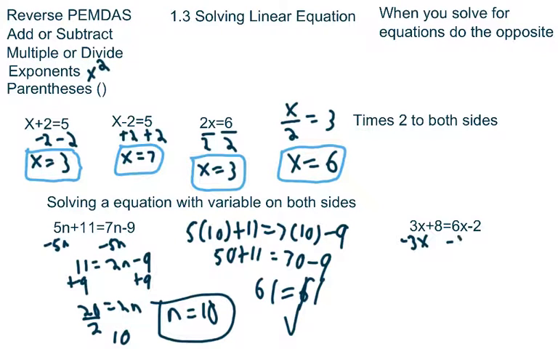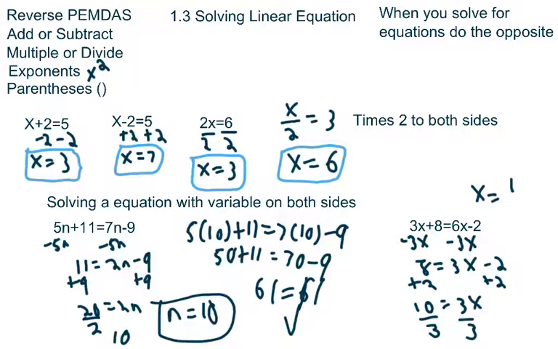Subtract 3x from both sides. 8 equals 3x minus 2. Add 2. 10 equals 3x. Divide by 3. X would equal 10 thirds. Should we check it? I'll just check it for this video.